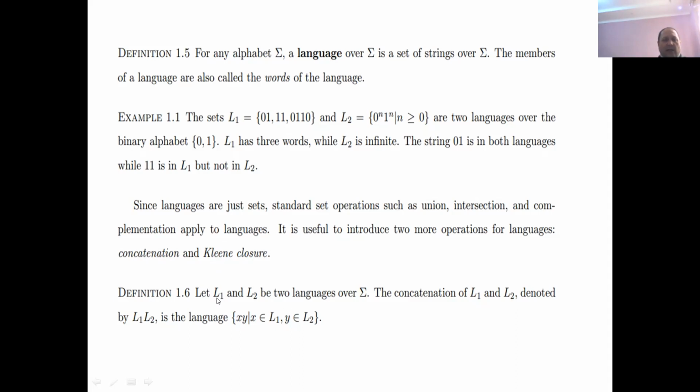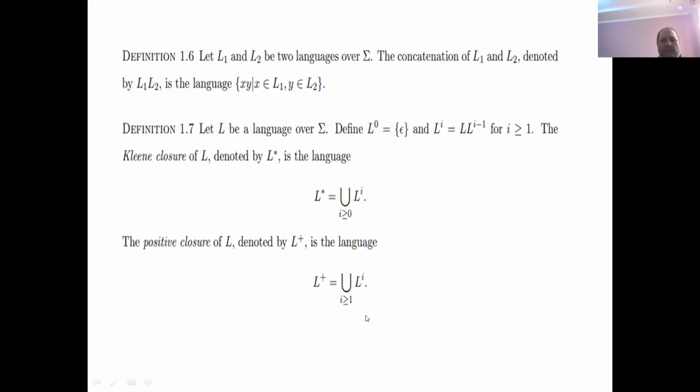Definition. Let L1 and L2 be two languages over sigma. The concatenation of L1 and L2, denoted by writing L1 and L2 together without any sign between the letters, is a language consisting of strings xy, where x belongs to L1 and y belongs to L2.